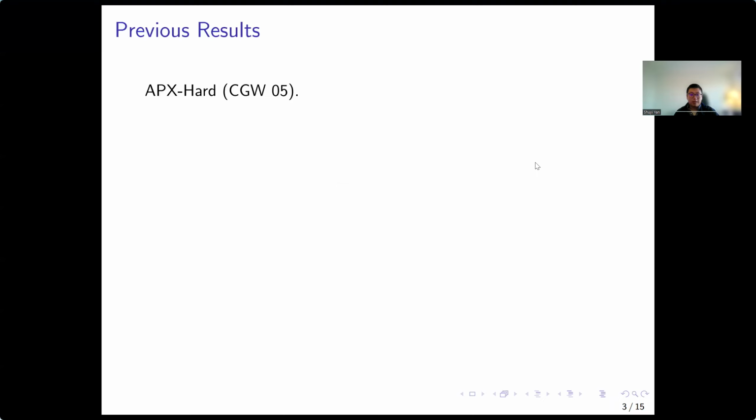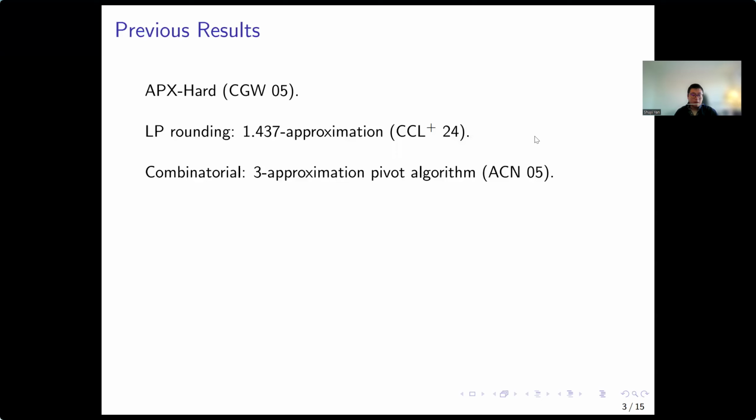This problem is APX hard, and we know that it's impossible to have a 1.01 approximation in polynomial time unless P equals NP. The best approximation algorithm is a 1.437 approximation algorithm, which uses LP rounding. These LP-based algorithms are not so efficient. So if we want more efficient algorithms, we will want combinatorial algorithms.